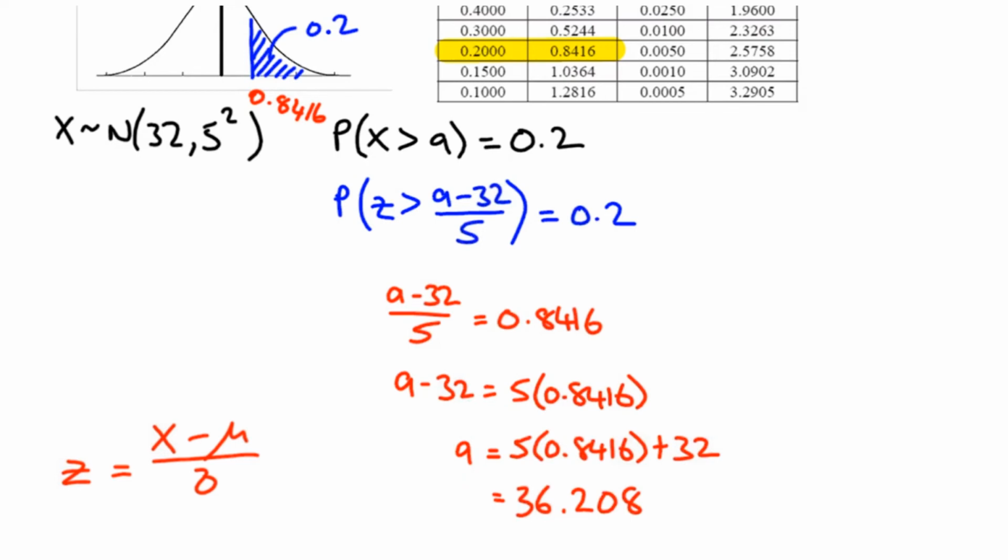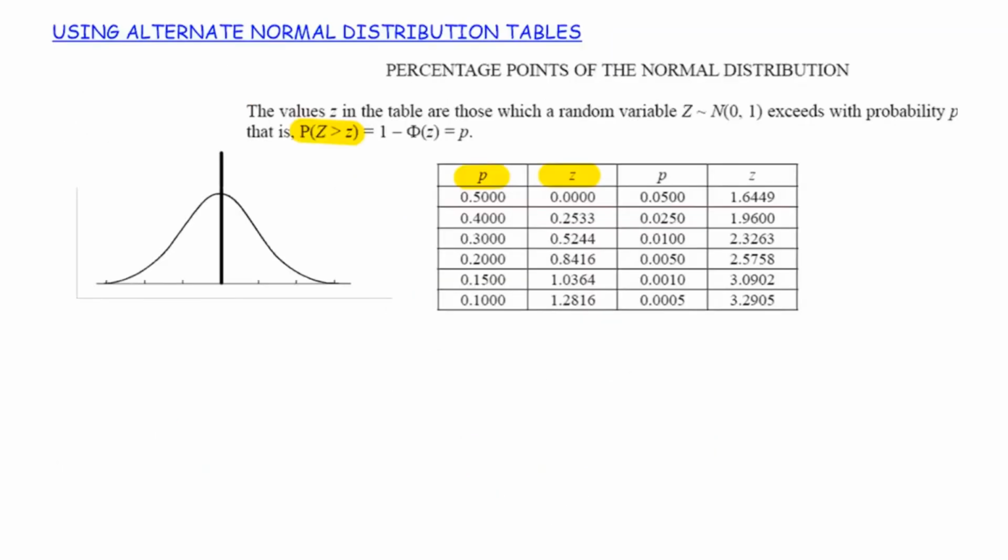So this is how the alternate table should be used. If you know a percentage point that you're working with, you can find the z-score associated with that, and using the standardization formula, we can combine those to answer a whole new range of normal distribution problems. Okay, let's do one more type before we look at an exam question.